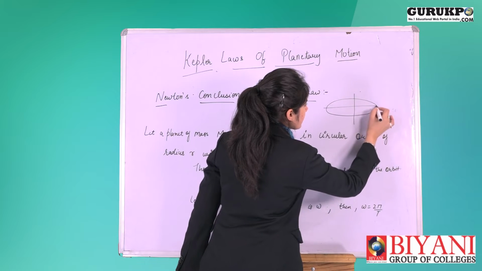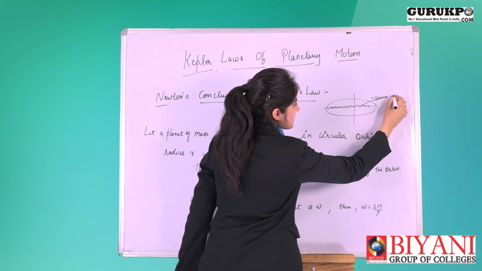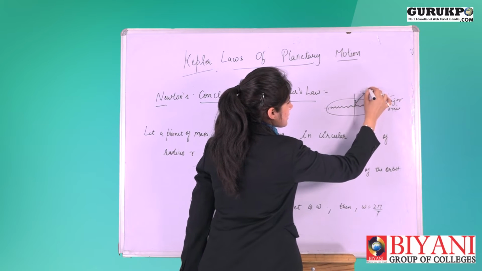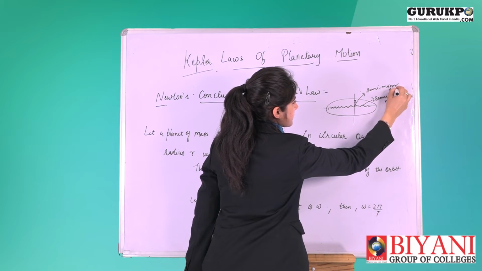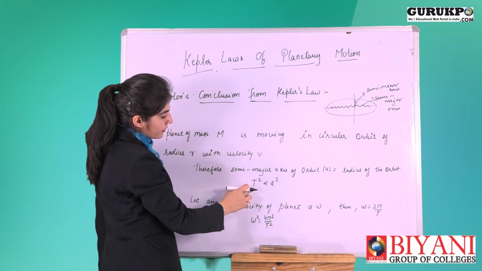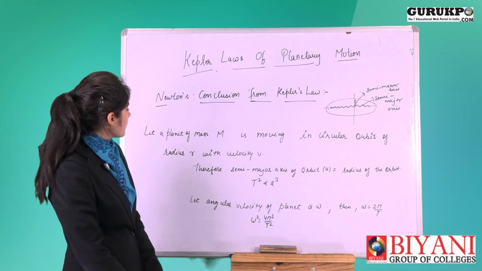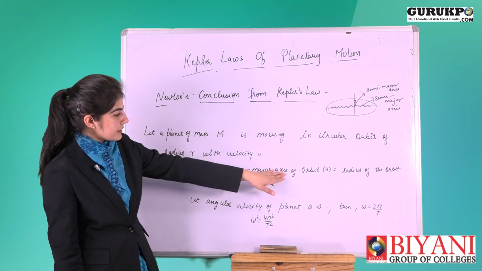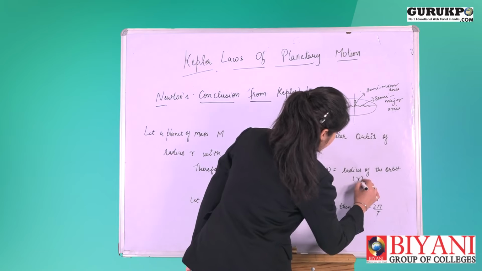So we can say a planet is moving like this. This we call the semi-major axis, and this one is the semi-minor axis. According to Kepler's third law, the square of the time period is directly proportional to the cube of the semi-major axis. But when a planet is moving in a circular orbit, we can assume the semi-major axis a is equal to the radius of the orbit, r.